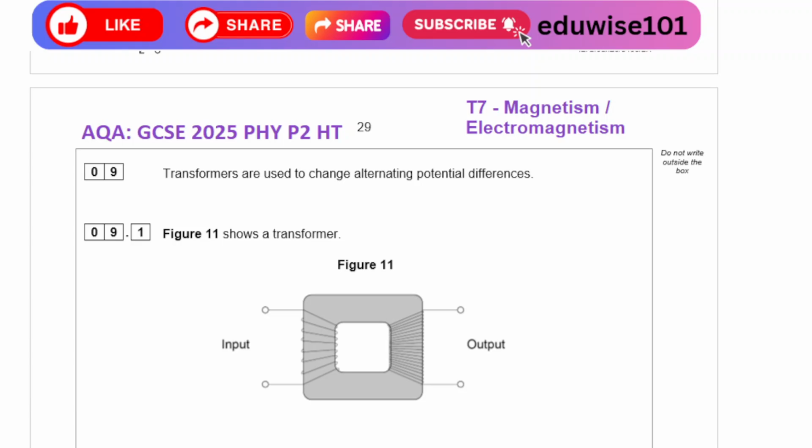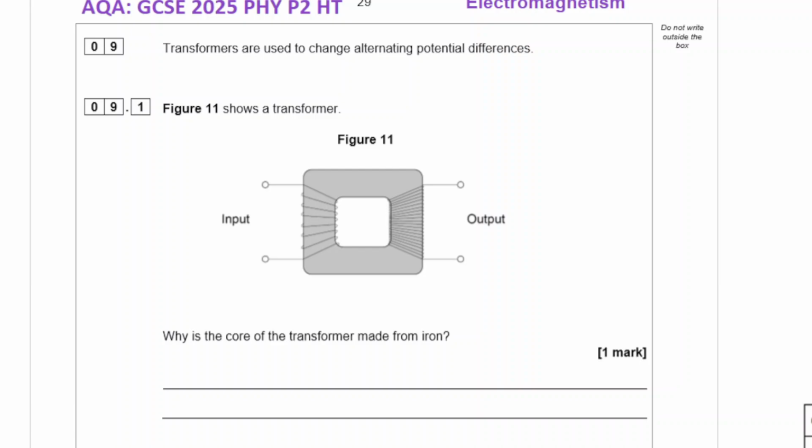In this video, I'm going to go through the AQA Physics Paper 2 Higher Tier from 2025. Question number 9 is on the topic of magnetism and electromagnetism. Transformers are used to change alternating potential differences. Figure 11 shows a transformer. So what you're seeing is a step-up transformer because there's more coils on the output.